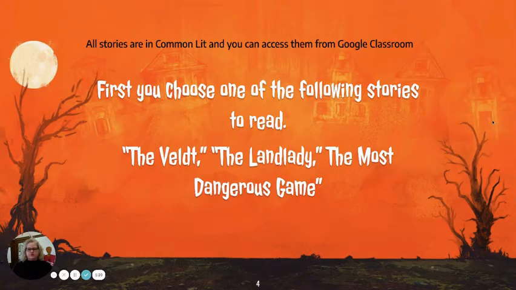So here's what we're going to do. First, you choose one of the following stories to read. The Veld, The Landlady, The Most Dangerous Game. Last week on Thursday, we went through an overview of each one of these stories and/or we watched a little movie trailer about each one of them. All these stories are in CommonLit, and you can find them in Google Classroom.